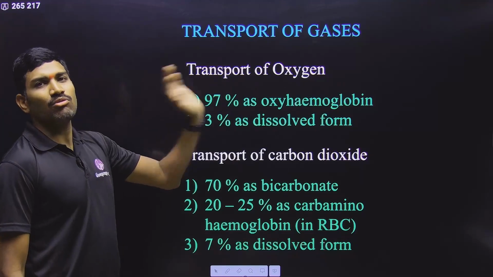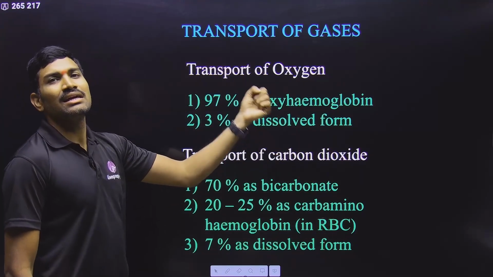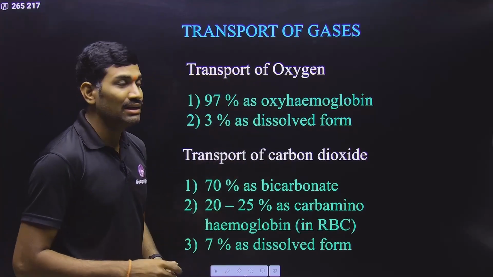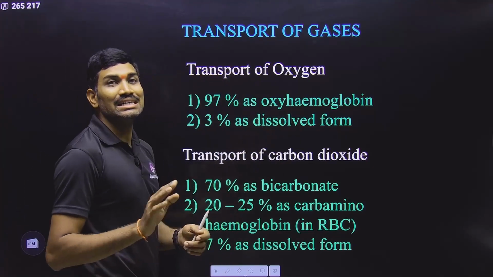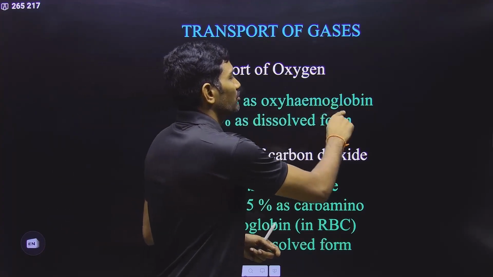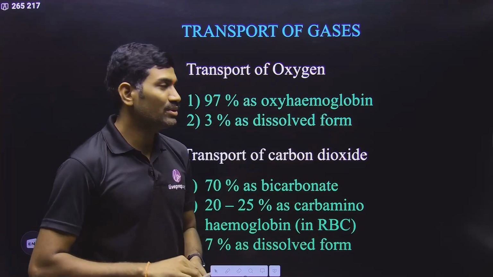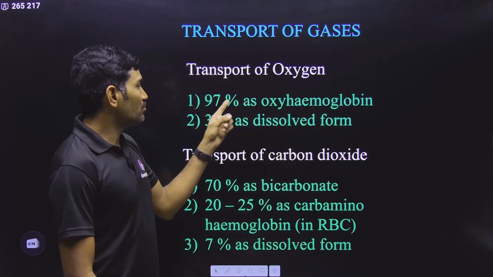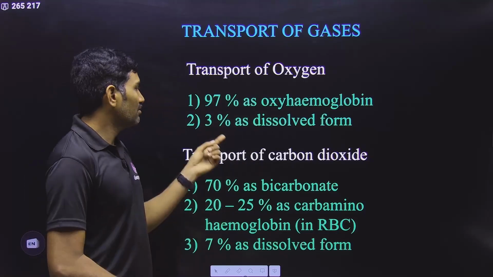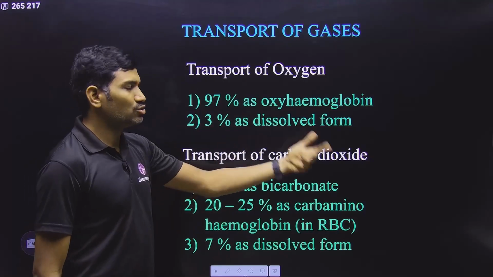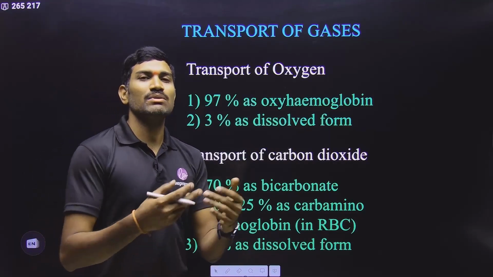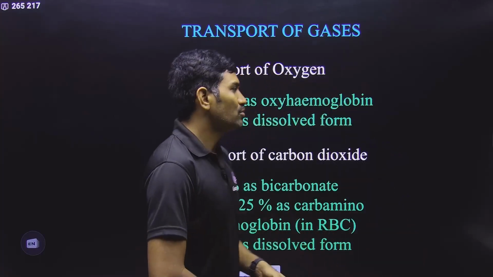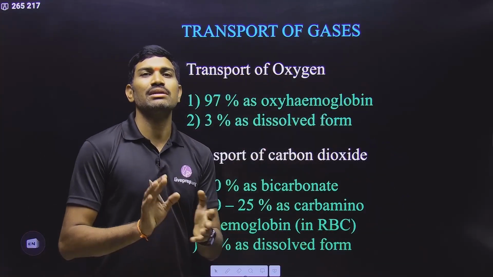Clear? And now let us see overall how exactly these gases, oxygen and carbon dioxide, are transported in our body. For the transport of oxygen, majority of the oxygen, that means 97% of oxygen, is transported by the RBC. Inside the RBC, hemoglobin is there. Oxygen will bind with hemoglobin and form oxyhemoglobin. In this form, 97% of oxygen is transported, whereas the remaining 3% is directly solubilized in the blood plasma. In the previous lecture we studied that some gases are solubilized, so in the solubilized form, 3% of oxygen will be transported.